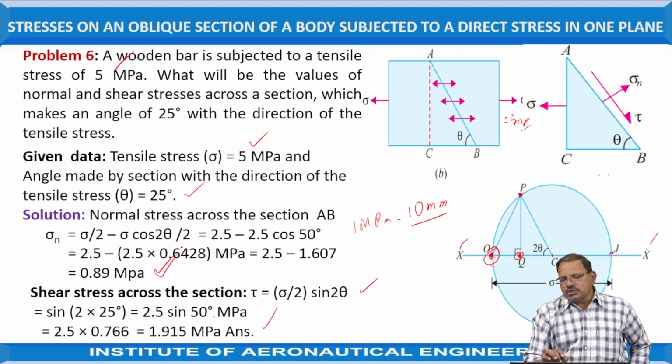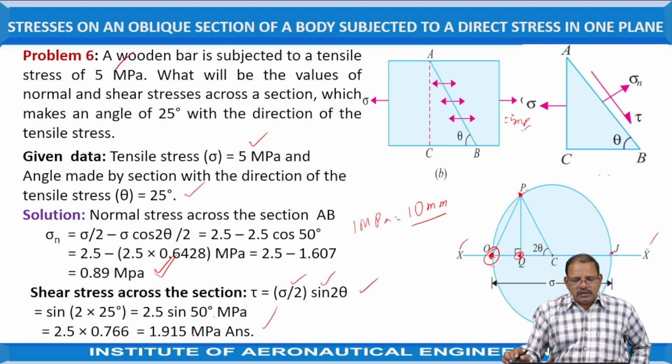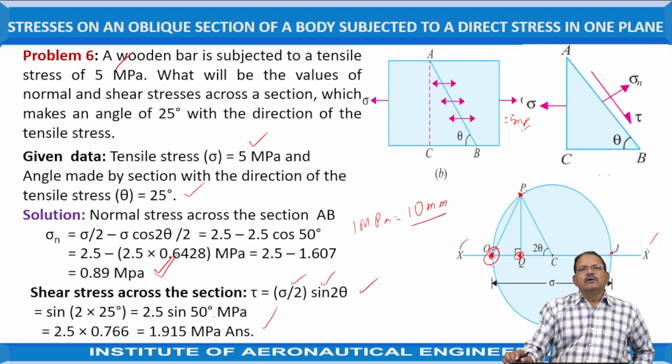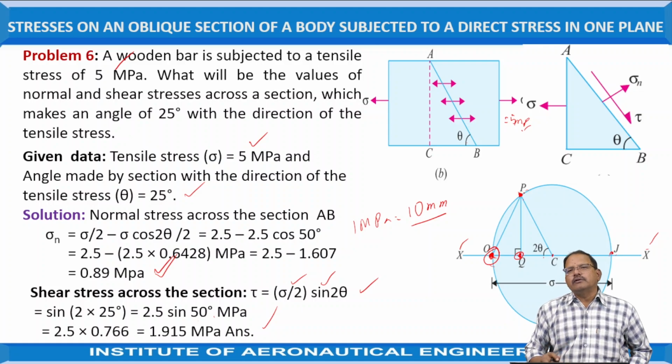Similarly, the shear stress PQ we can take as OC into sin 2 theta. OC is equal to sigma by 2, that is sigma by 2 into sin 2 theta. Substituting the values, we get 1.915 megapascal. If we measure this PQ according to the suitable scale, we will get the value of shear stress, and OQ is representing the normal stress. The values are 0.89 as well as 1.915 respectively.